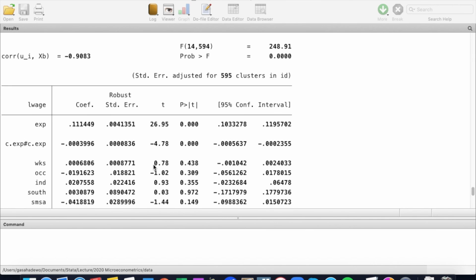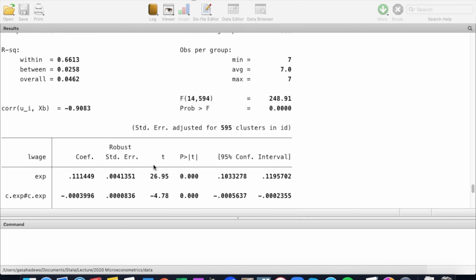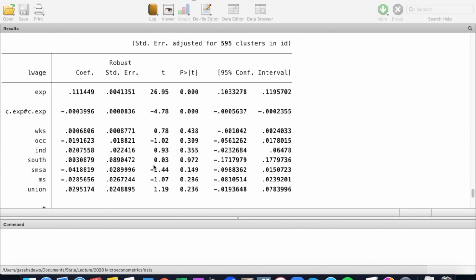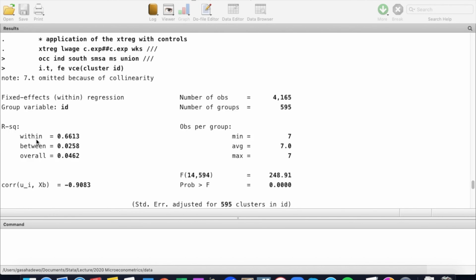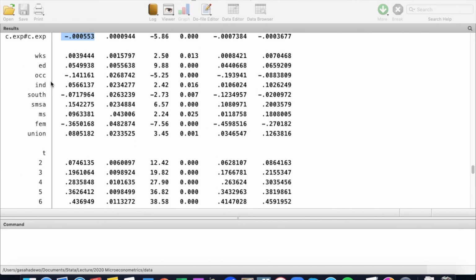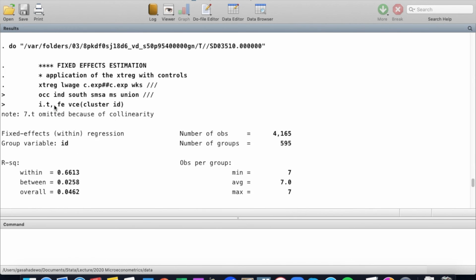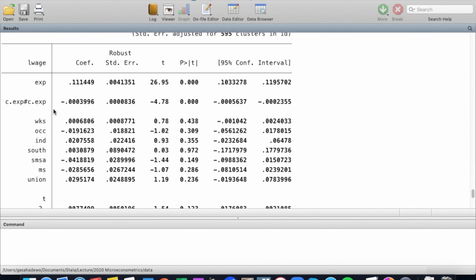So in the fixed effect estimation, one thing that I should note is that I do not include variables that do not change over time. For example, in the OLS, I have an indicator of gender, union, SMSA, and so on. In this particular case, I do not include the indicator of gender because it really doesn't change over time. However, I do include union and SMSA. Why? Because these variables actually change over time.